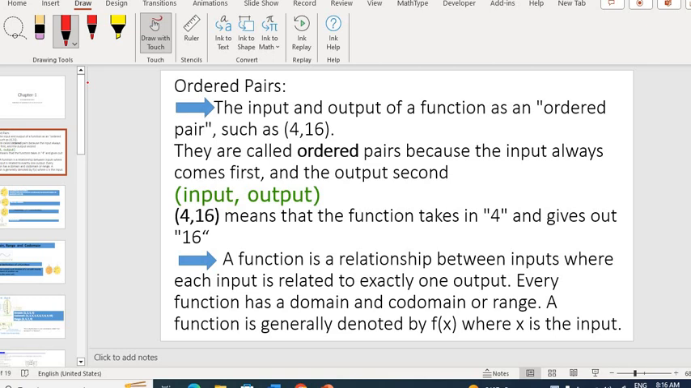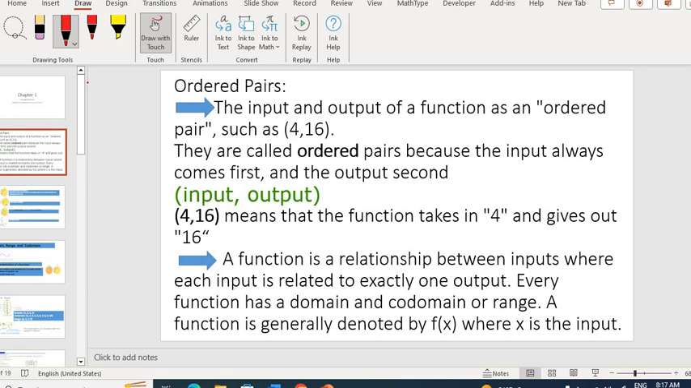Again, I just want to review that one. First of all, anything which is written in this type of bracket is called an ordered pair. It means the input and output of a function as an ordered pair, such as (4, 16). They are called ordered pairs because the input always comes first and the output always comes second. So first is input, second is output. What is the meaning of this input and output? It means that the function takes in 4, I mean input 4, and gives output 16.